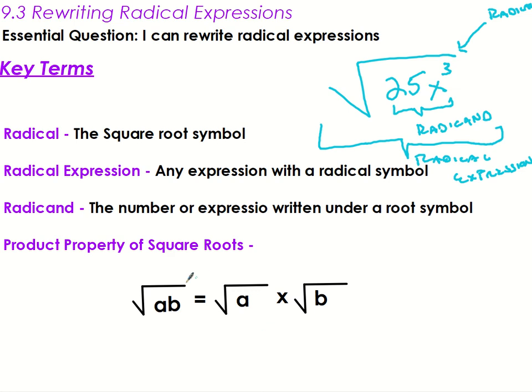The product property of square roots says if I'm multiplying two numbers underneath a radical, underneath the square root symbol, then I can separate those two terms and I'm just taking the square root of each one individually. So going back to the example I had up here, if I was taking the square root of 25x cubed, these are two different terms, so that's really the square root of 25 times the square root of x to the third power. And then I can simplify from there.